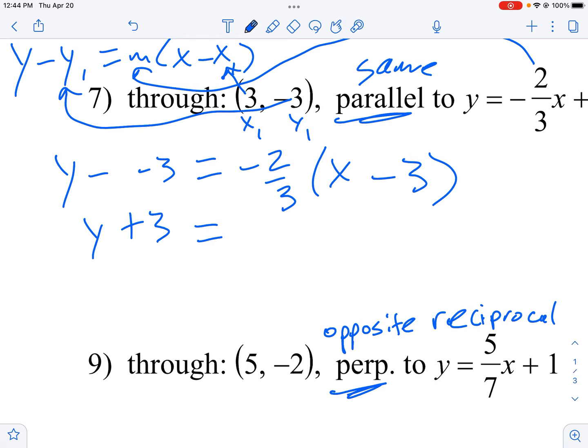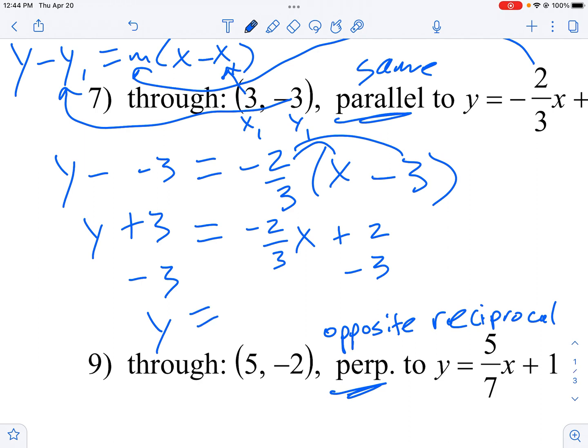So we got y plus 3. We're going to distribute negative 2/3 here. Negative 2/3 times x is negative 2/3 x. Negative 2/3 times negative 3 is going to be positive 2. These 3's are going to cancel each other. You would get positive 6/3, which is still just 2. Okay, from here, we're just going to get y by itself, so subtract that off. And now we got y is negative 2/3 x minus 1. And we got that equation.